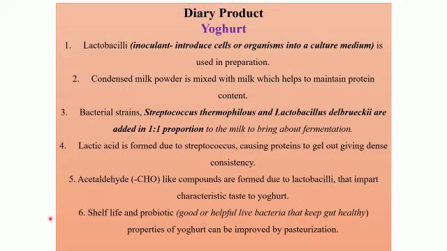Sometimes the food items have got very short shelf life, like vegetables or fruits, they have got short shelf life. After a few days they get spoiled, so that is called as shelf life. So we can increase the shelf life as well as the probiotic properties of yogurt by pasteurization. So this is how the process of yogurt formation occurs.